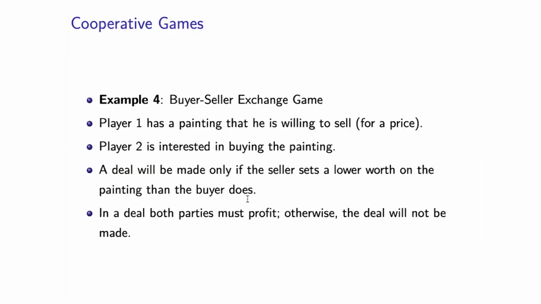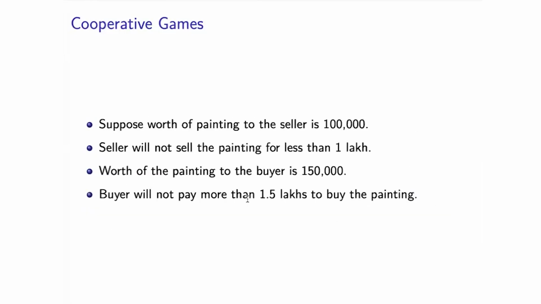When will a deal be made between these two players? A deal will only be made if the seller sets a lower worth on the painting than the buyer does. And we would expect that a deal would be made only if both the players are profiting from making the deal. Otherwise, why would they make the deal in the first place? So let's put some numbers to make it concrete.